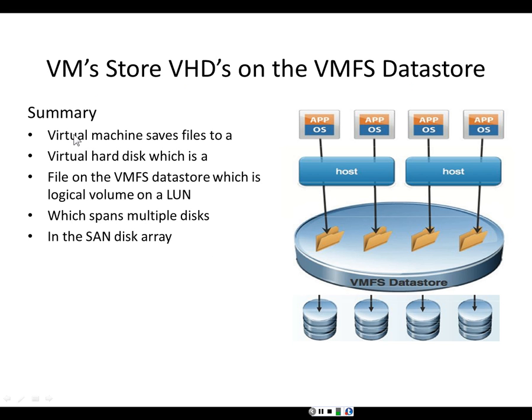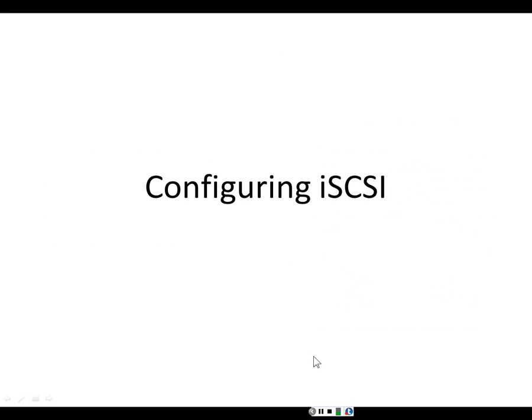In summary, a virtual machine saves files to a virtual hard disk, which is a file on the VMFS data store, which is a logical volume on a LUN. And a LUN spans multiple disks in a storage area network disk array. And in the next section, we will discuss configuring iSCSI.